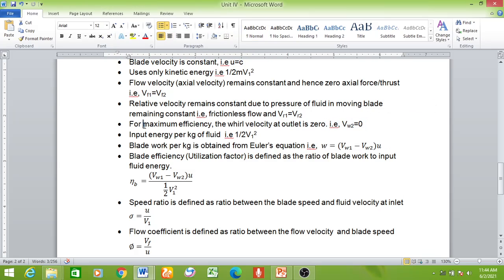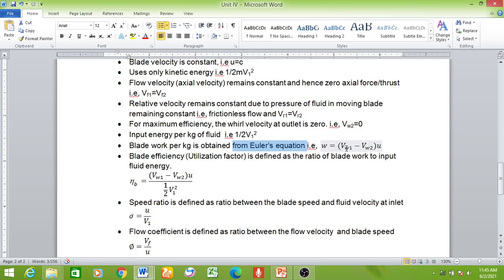For the maximum condition, the outlet whirl velocity must be 0. The input energy, since it is an impulse machine, per unit mass of the fluid is V1 squared by 2. And the blade work: what is the work done by the blade? Because the fluid is striking, the work is done by the blade. So the work done by the blade per kg of the fluid, you can use the classical Euler's equation.